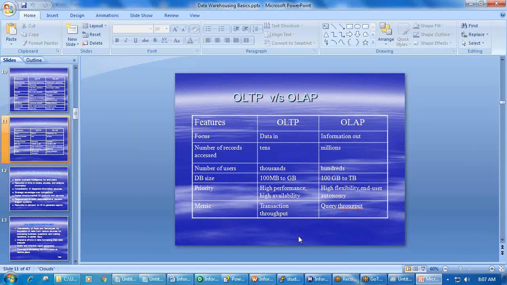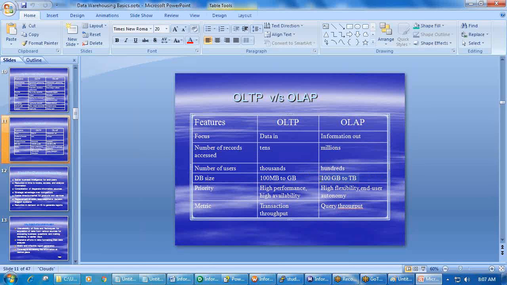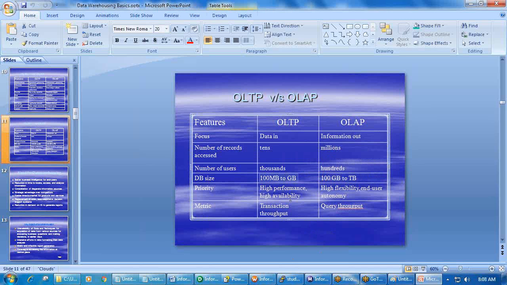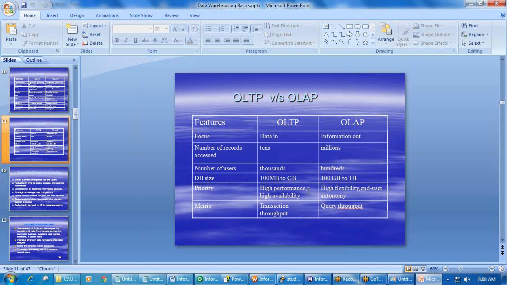And the number of records in the transactional system is directly proportional to the size, right? If you have fewer records, less memory will be occupied. If you have more records, more memory. So basically you have millions and millions of records. That's why your data warehouse size will be in terabytes, whereas your transactional system at maximum will be in gigabytes.